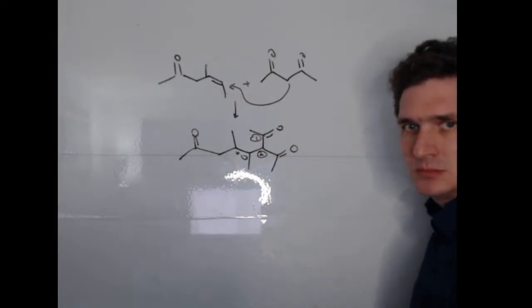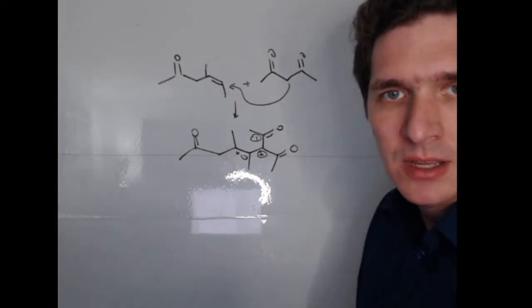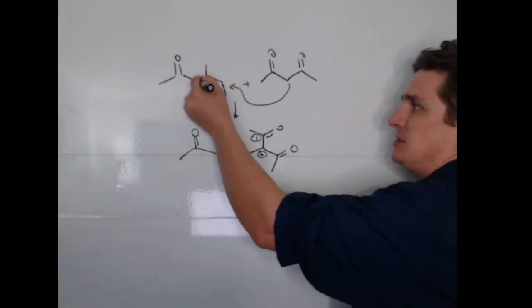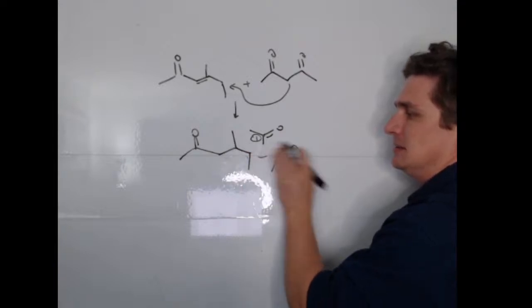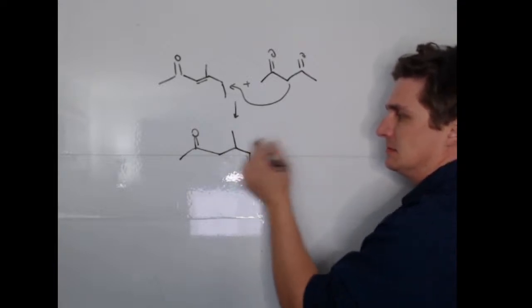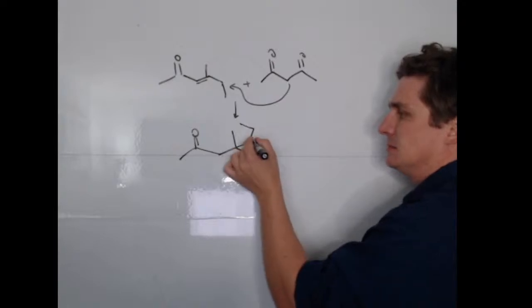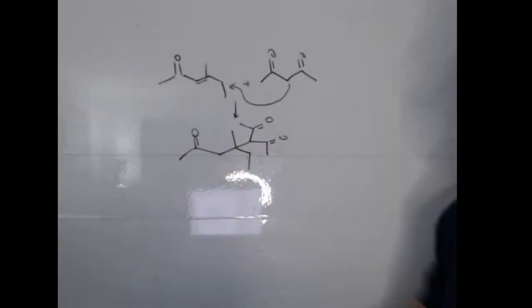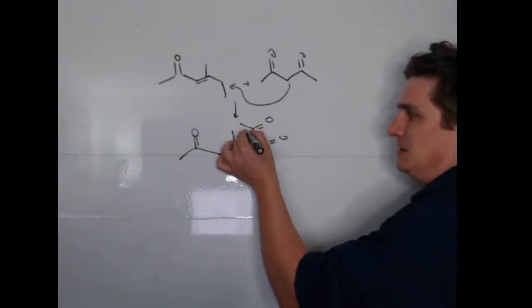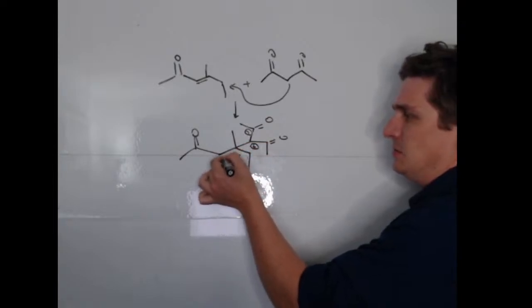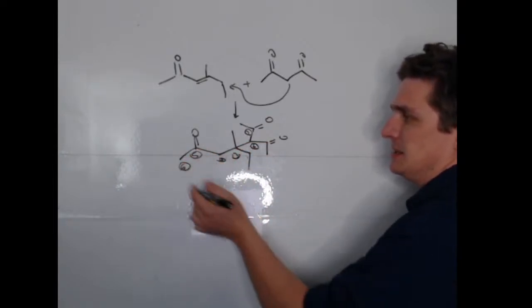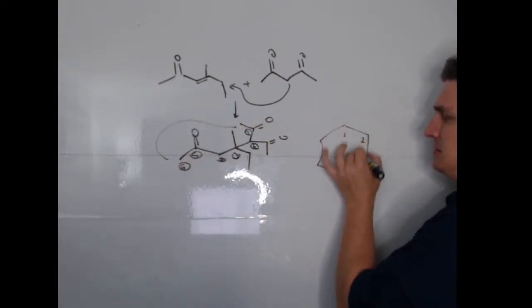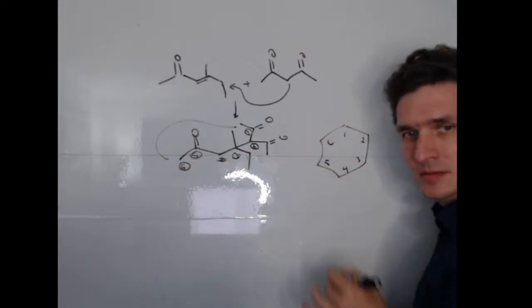Hold on. Did I draw it wrong? Oh man, okay, that structure's wrong. The double bond should be there. Man, that's a nasty typo. So the double bond's in the wrong place. So now if you do this, 1, 2, 3, 4, 5, 6. This is going to attack here to give us our 6-membered ring. 5, 6.